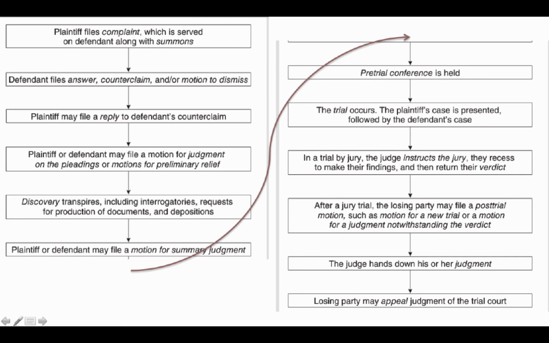The attorneys pay close attention to how the instructions are delivered because this can be an important part of the appeals process. Next, the jury deliberates to make a decision. Once the decision is made, the verdict is read in court. Post-trial, several motions may be made.